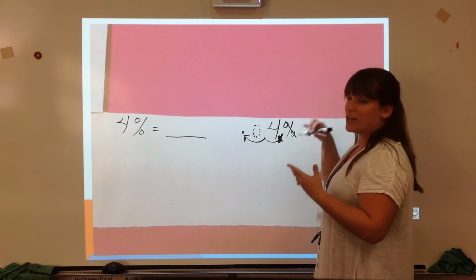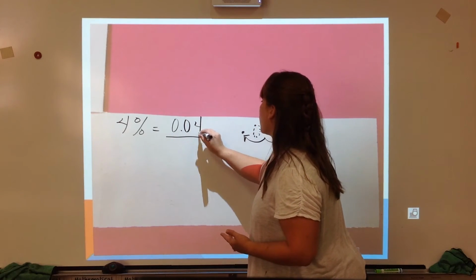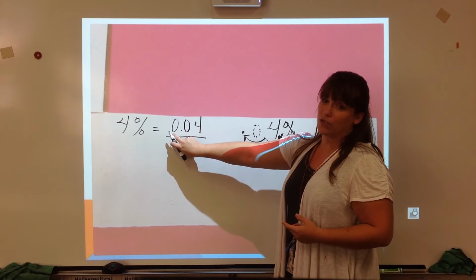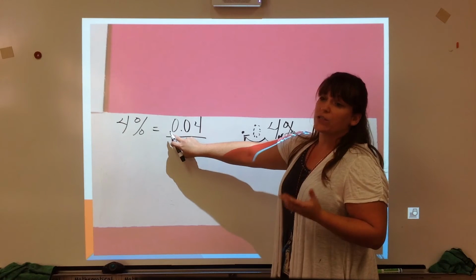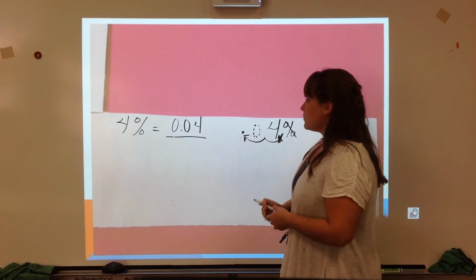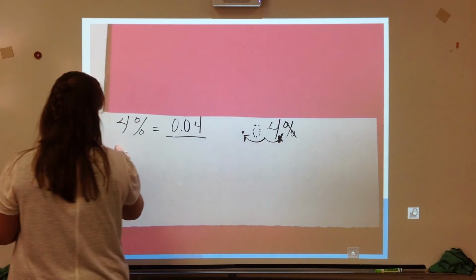Now that is a percent as a decimal, and it's going to be 0.04. We do need to add that 0 in the ones place, just as a way to formally write that number. Second example, we're going to do 45%.